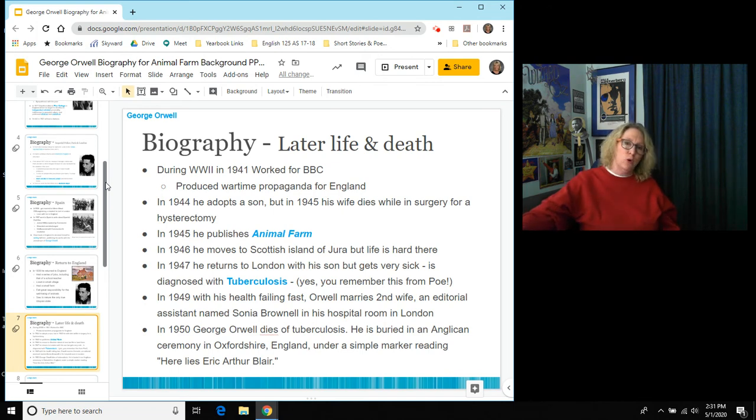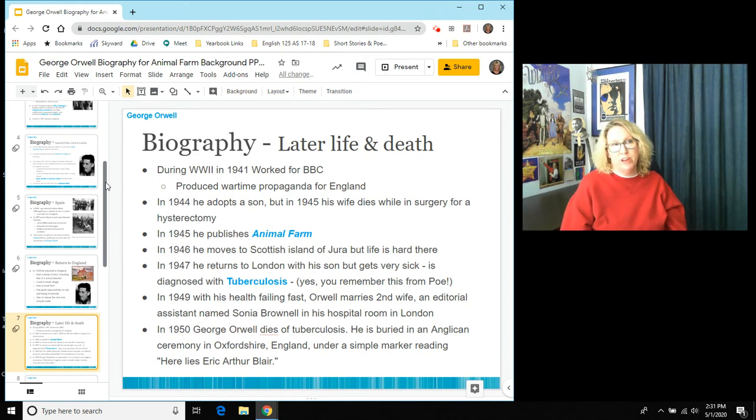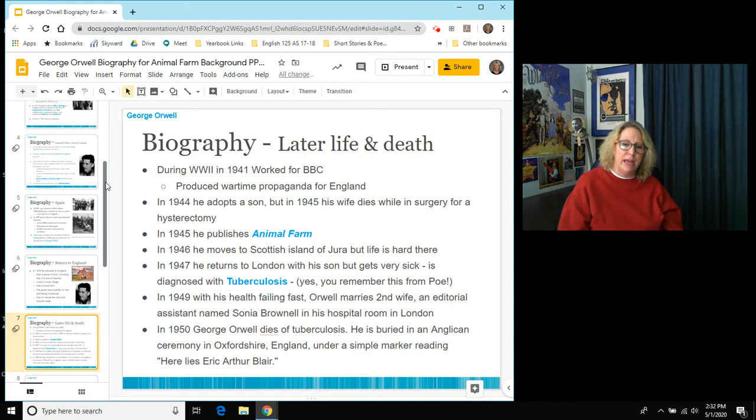In 1946, he moved to a Scottish island called Jura, but he found that life was really hard there. And a year later, he moved back to London. But he was very sick at that time, and he was diagnosed with tuberculosis.